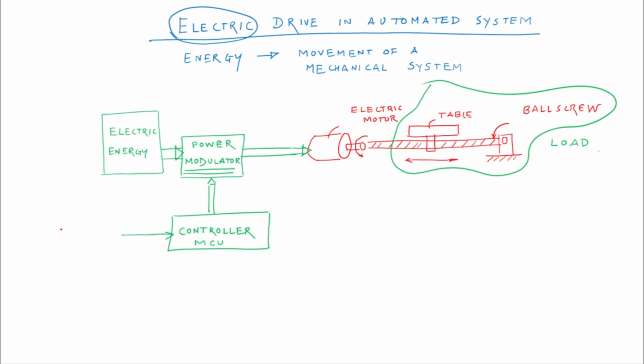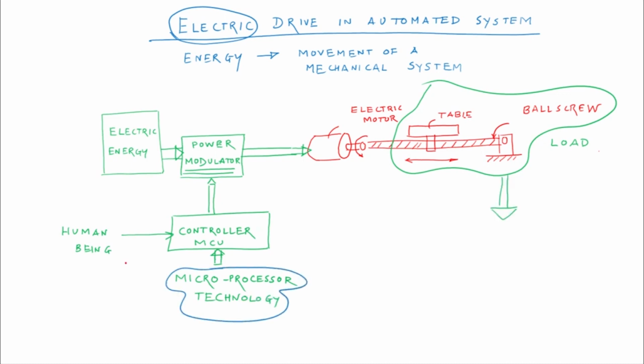In manually operated systems, the human being is controlling, but we are talking about the automation system. Microprocessor technology is controlling the power modulator. So how is the microprocessor taking the decision? The microprocessors are utilizing the feedback which they are getting from the system through the sensors and signal conditioning devices.